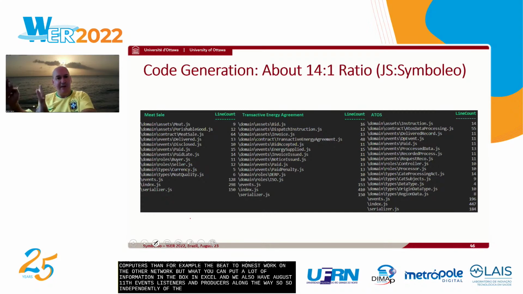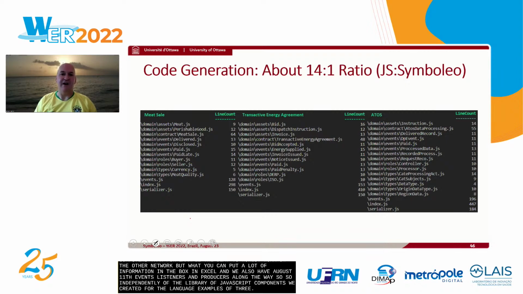So independently of the library of JavaScript components we created for the language, we still see in our 3 examples that we've done a 14:1 ratio in favor of Symboleo. So each line of Symboleo contract essentially results in 14 lines of JavaScript code across multiple files along the way. And those lines of code invoke the library that we also created once for the semantics of the language. So there is a good saving essentially to even just use Symboleo as a means to create smart contracts directly for monitoring purpose.